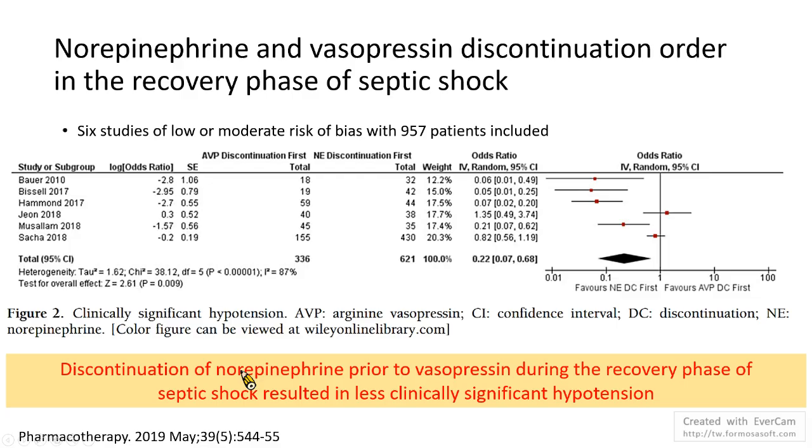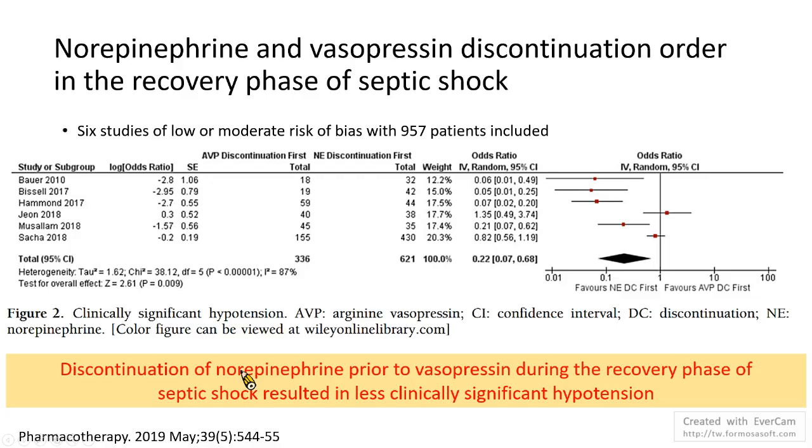So quite a few randomized controlled trials have been exploring the sequence of whether to taper norepinephrine or vasopressin first after the first recovery phase from septic shock. And here you can see from the meta-analysis with up to 1,000 patients that it is quite obvious it favors discontinuing norepinephrine first, which is to start by tapering the norepinephrine dose.